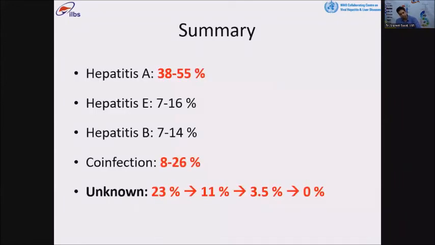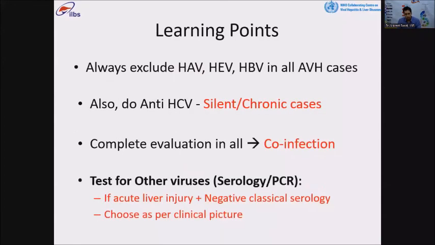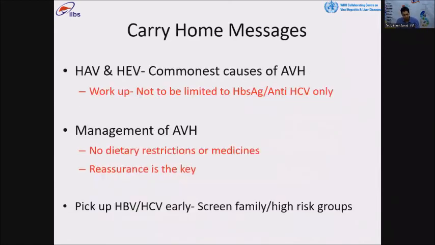To summarize, the most common cause of acute viral hepatitis in children is hepatitis A. You should always exclude all four viruses, hepatitis A, B, C, and E, in every case of acute viral hepatitis. Complete evaluation is important. You may have co-infection. Hepatitis A may co-infect with hepatitis E. Hepatitis A may co-infect with hepatitis B. So all four tests should be done simultaneously.